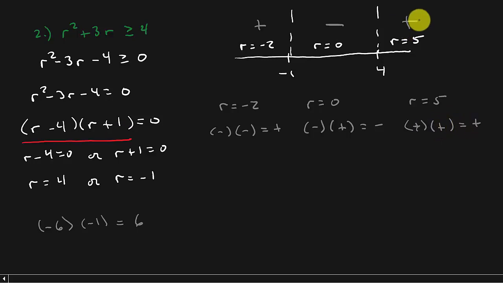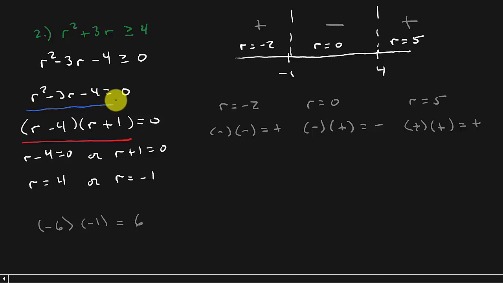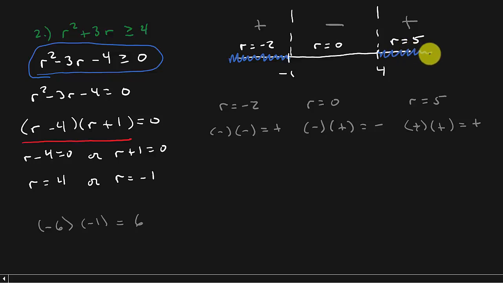Now, what do we want to know? When is this inequality greater than or equal to 0? So when is it positive? And you can see here, it's positive here, and it's positive here. So our solution is going to be -infinity to -1.